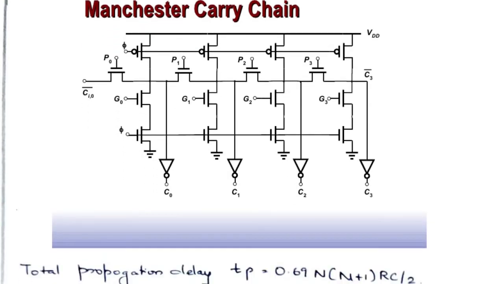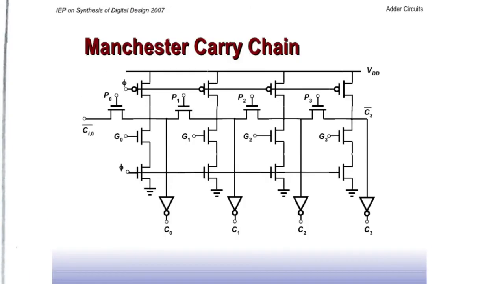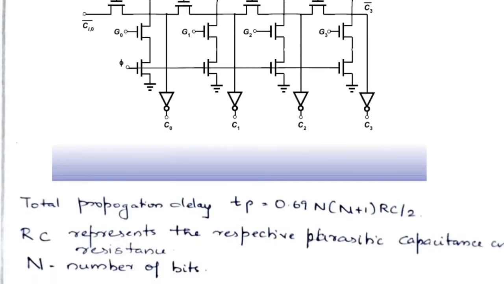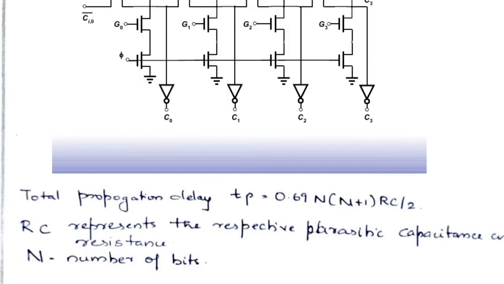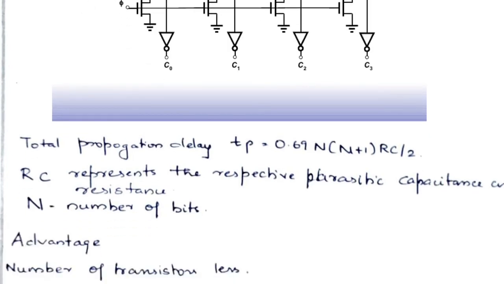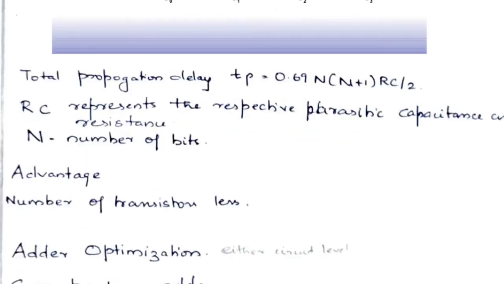The total propagation delay for this structure is equal to 0.69 n into (n plus 1) RC by 2, where n represents the number of bits. This is a 4-bit Manchester carry chain adder, so n is equal to 4, and R and C represent the parasitic resistance and capacitance. Since all the PMOS and NMOS are made up of MOSFETs, which have resistance and capacitance, they represent the respective parasitic capacitance and resistance. The advantage of this over the static adder is that the number of transistors will be less.